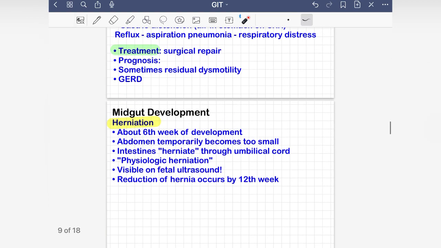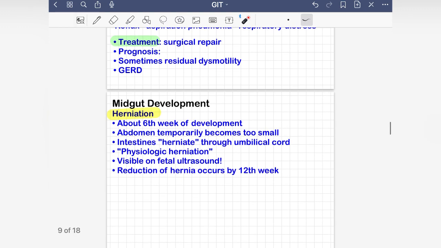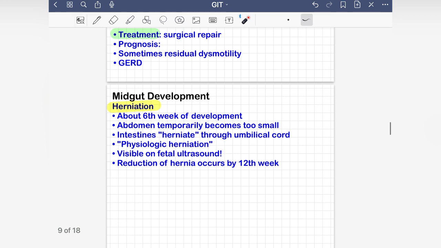Next, let's talk about development of the midgut, and there are two phenomena that occur in midgut development that you need to know about. The first one is called herniation, and the second one is called rotation. Herniation is where the contents of the midgut normally exit the abdomen and then return. This is a normal part of development. Rotation is when the contents of the midgut rotate on the superior mesenteric artery. So we'll talk about both of these now, and we'll start with herniation.